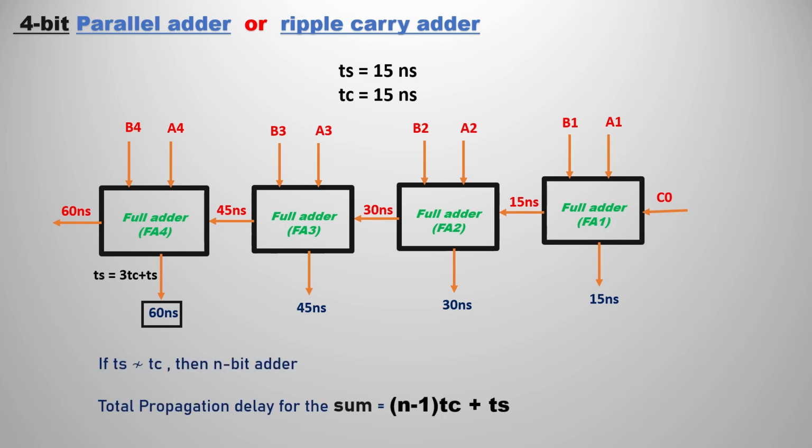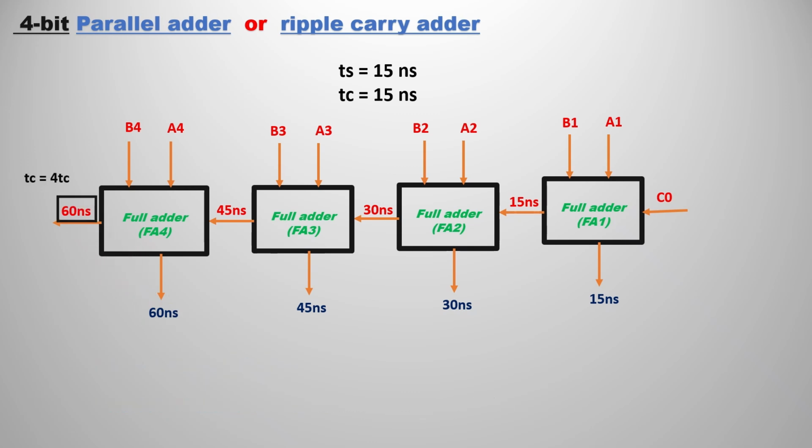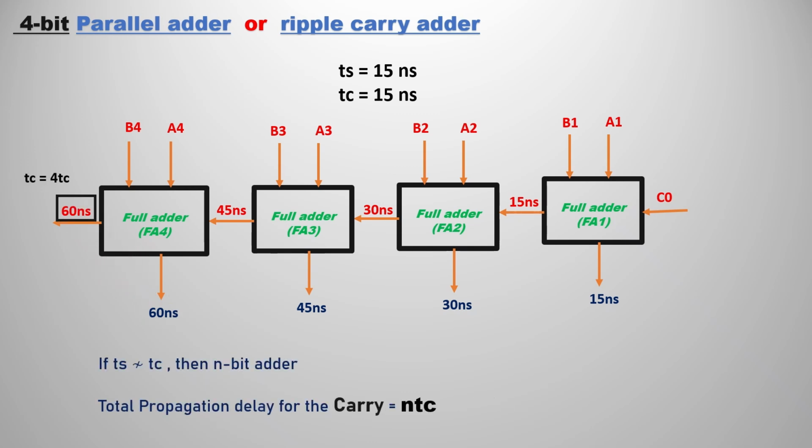And if you observe, that is 60 nanoseconds, that we can represent as 3 TC plus TS, means 3 times 15 is 45, plus TS, that is 15, that is 60 only. So for n bits, sum is equal to (n minus 1) TC plus TS. For the final carry, we are going to have 4 TC, that is 4 times 15, that is 60 only. So the total propagation delay for the carry is n TC.